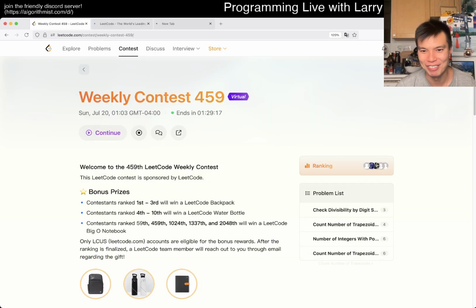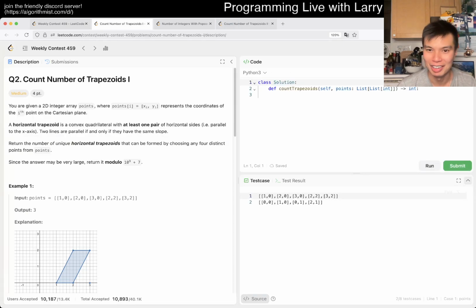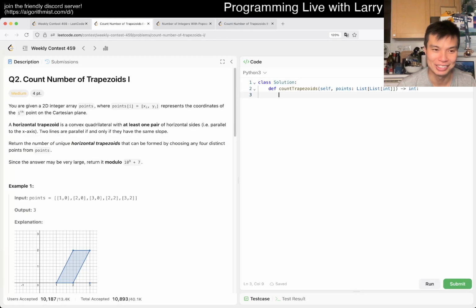Okay. I'm not gonna lie, I feel like I made so many silly mistakes lately that I wouldn't have been surprised if I got something wrong on the silliness. So that shows how bad I've been. Anyway, count the number of trapezoids. Okay.